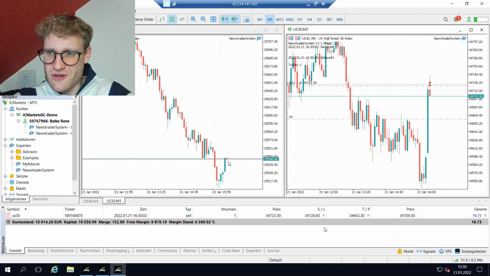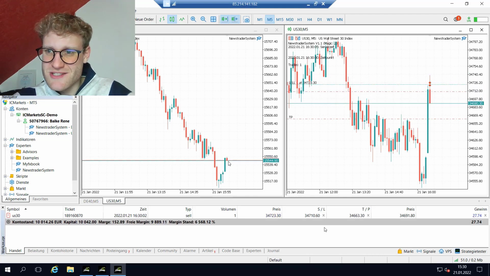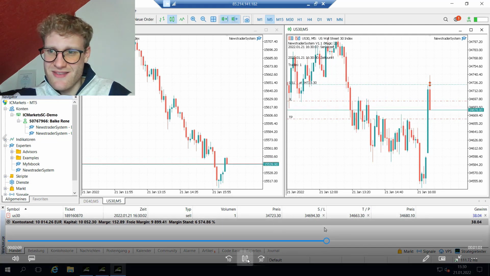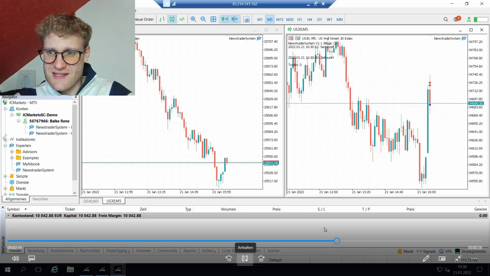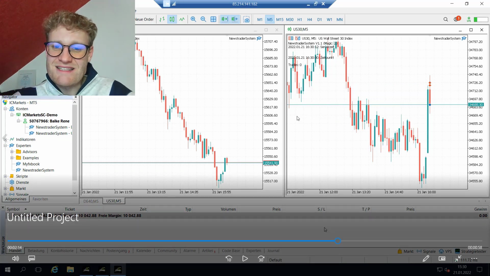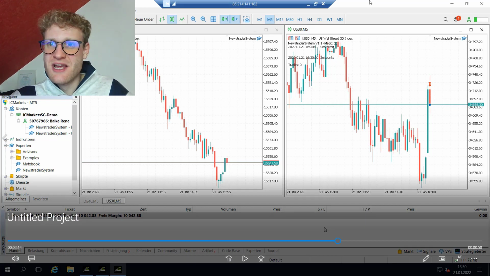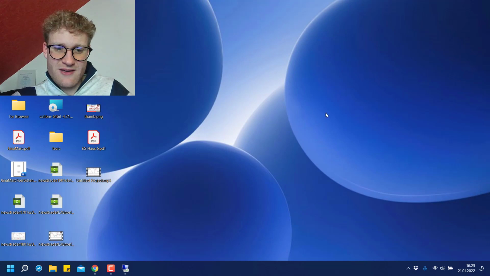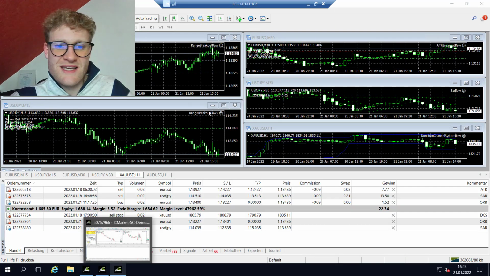So as you can see, first order already closed. There is the trailing stop for the second order, and the second order is closed. So it took the market 12 seconds to open and close 2 orders, and this is why automated trading is great, because it can ensure that you will make all the trades that you want and that you do not miss any opportunities.